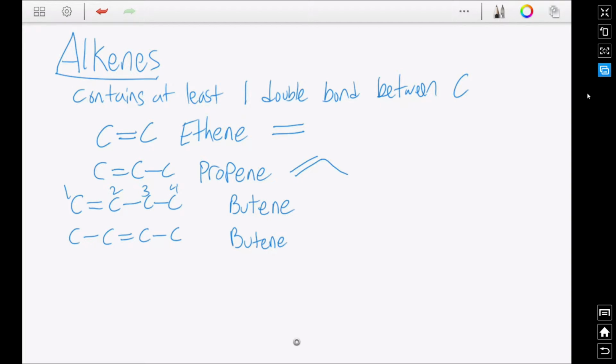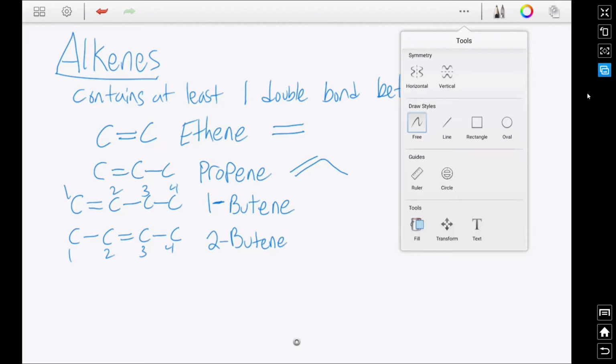So in this butene, we could call this 1-butene. The 1 tells me that the double bond is between carbons 1 and 2. And the second butene, 1, 2, 3, 4, this would be a 2-butene because the double bond is between carbons 2 and 3. Okay. This is the naming convention we would follow for larger chains.